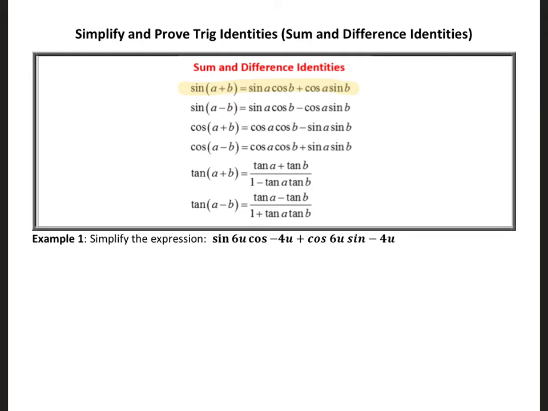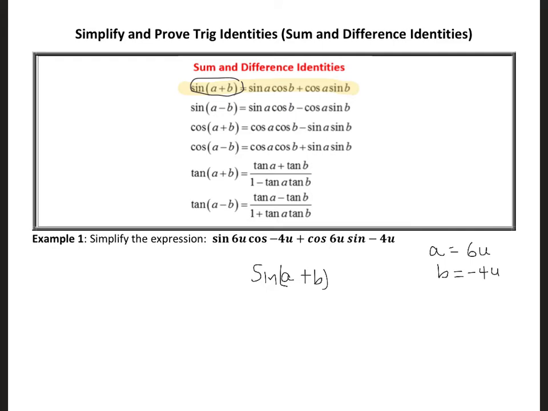And all I need to focus on is what this equals to. Because I don't want to rewrite this whole equation. So I'm just going to write all this should equal to sine A plus B, because that's according to this identity here. So this is what I'm looking for. And I know A is equal to 6u, and I know B is equal to negative 4u.